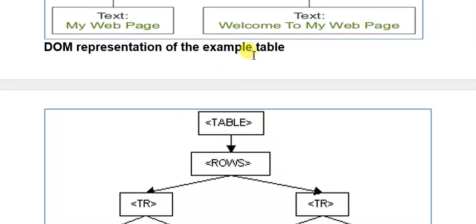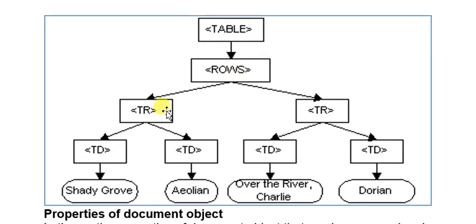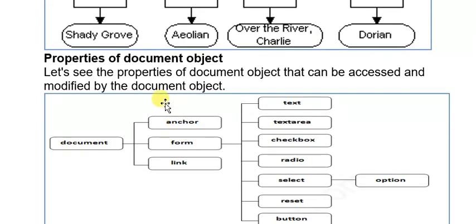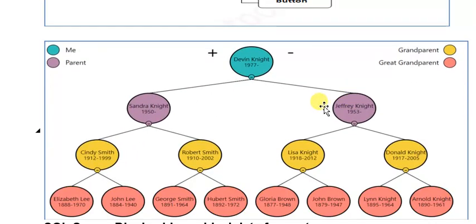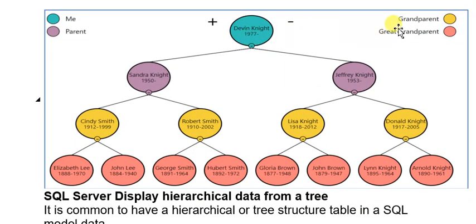DOM represented in the example table. Table rows tr, td, td, static row. Some names are defined. Properties of the document object. Let us see the properties of the document object that can be accessed and modified with the document: anchor, form, link. The form may have text area, checkbox, radio, select, reset button, and select as the option button.